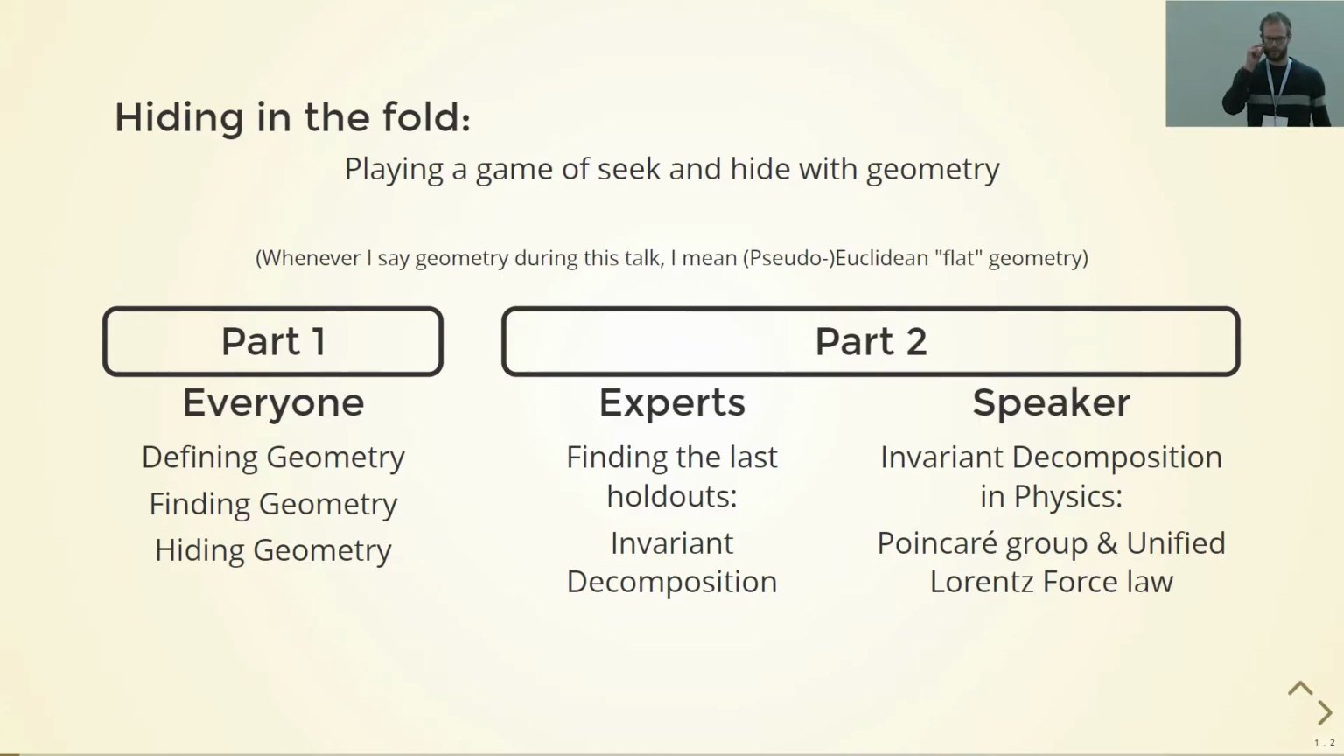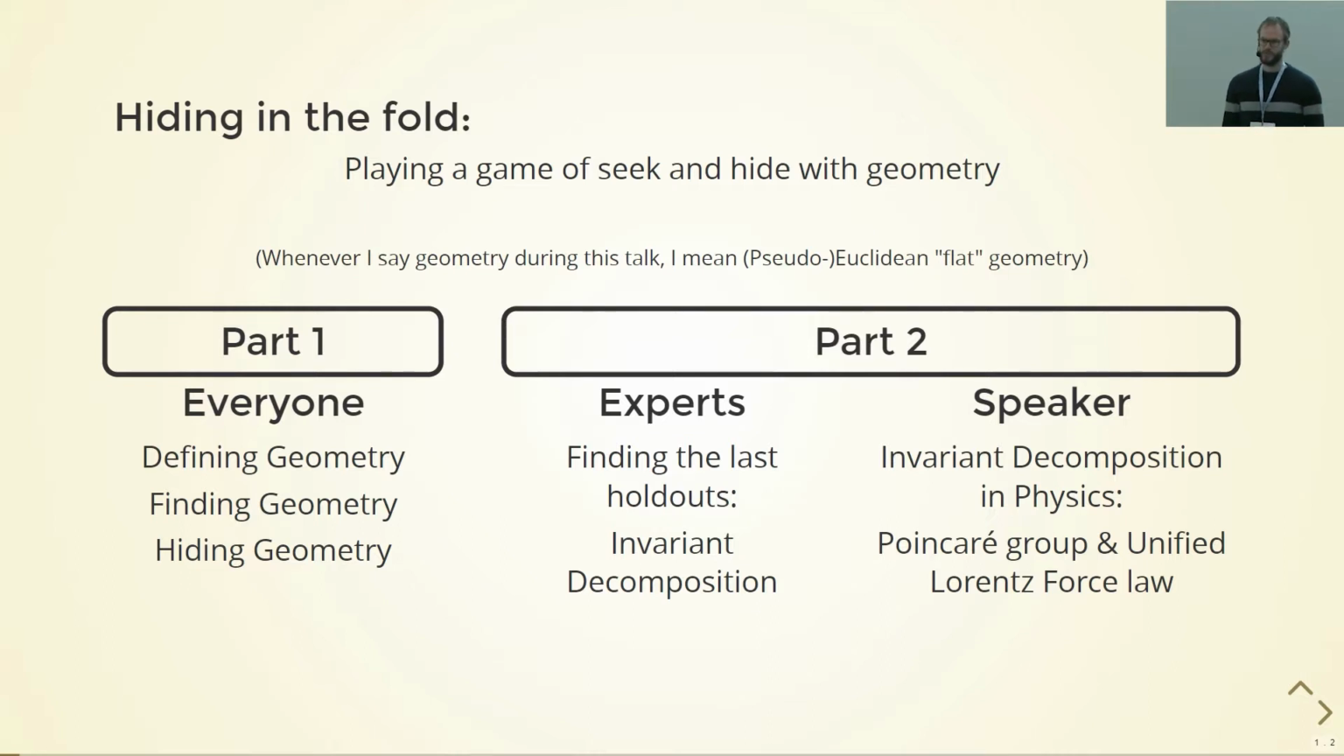So in the first part, I will define what I mean by geometry, and then we will try to find that geometry. And then I will show how we can hide the geometry again, and that will make the bridge back with the usual matrix vector way of doing things, so you will understand where it was all this time.